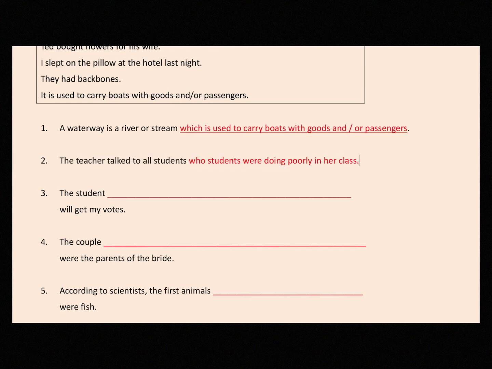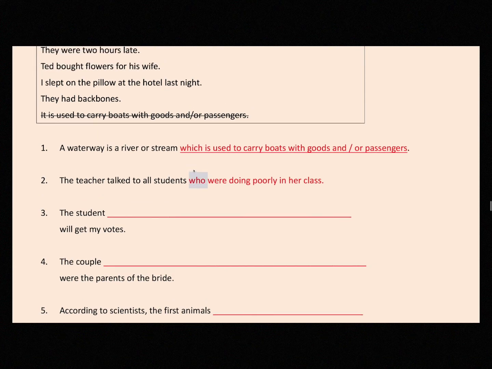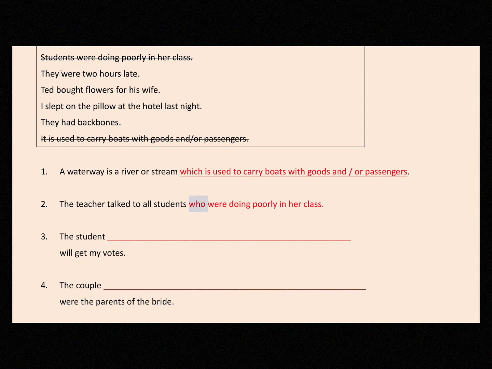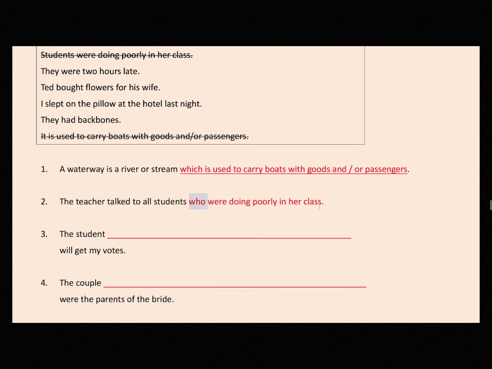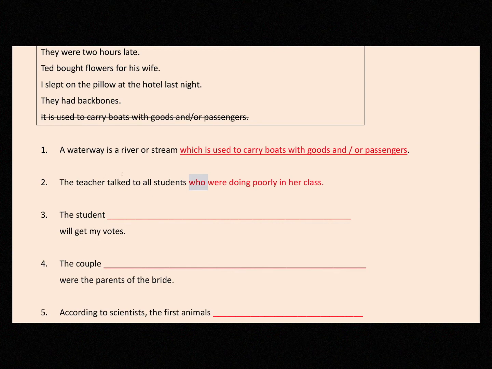Alright, the teacher talked to all students whose students were doing poorly in their class. Probably you would say there is still one problem with the sentence. Why do we have to include that student here? Yes, we can delete it because who already takes the place of a student. It's substituting the word student, replacing the word student, and that's why we don't need to put it again. Who means the students already. That's why I say the teacher talked to all students who were doing poorly in her class. What students did she talk to? It's the students who were doing poorly in her class.